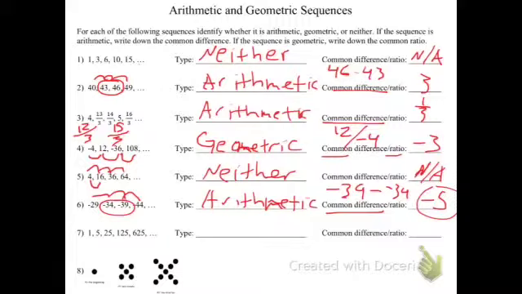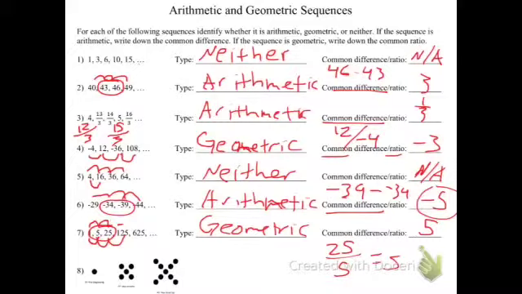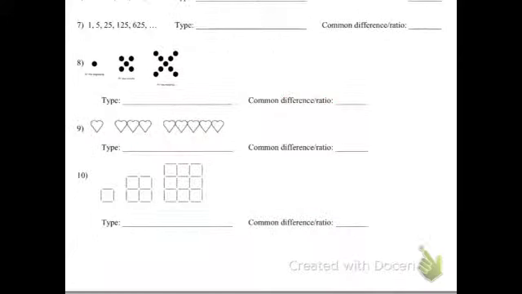Moving on to 7, 1 plus 4 would give me 5. Well, that's not add 4 to get to the next one, so it's not going to be adding each time. 1 times 5 will give me 5. 5 times 5 gives me 25. Times 5 gives me 125. So it's looking like it's multiplied by 5 each time. So it's going to be geometric. And if you want the common ratio, you just take any two consecutive terms, like 25, and you take the second and divide by the first, and that gives you 5, which is going to be my common ratio. So there's 1 through 7.